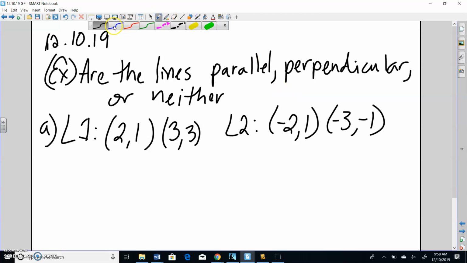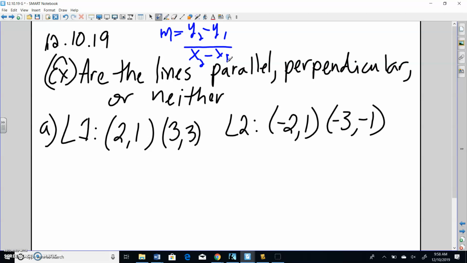And remember, our slope formula is y2 minus y1 over x2 minus x1. Can't see that very well. Let's move that. There we go.